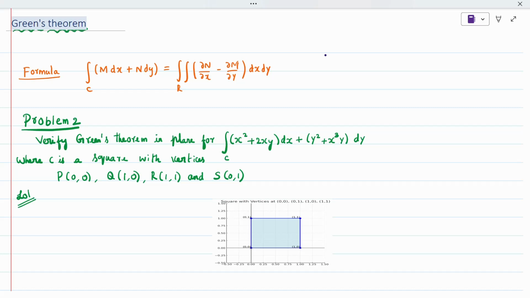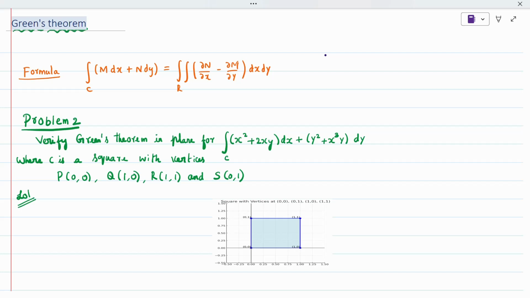Hi all, today's topic is Green's theorem. The formula for Green's theorem: the single integral of M dx plus N dy equals the double integral of (∂N/∂x minus ∂M/∂y) dx dy. Verify Green's theorem, so we have to do both sides.